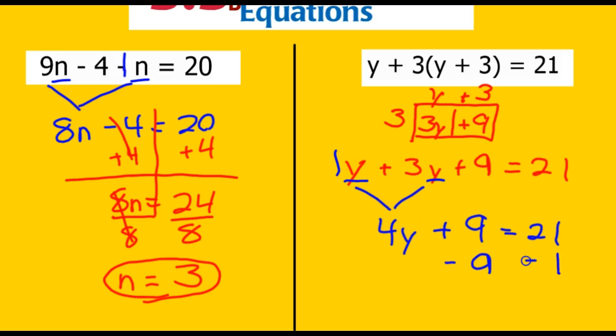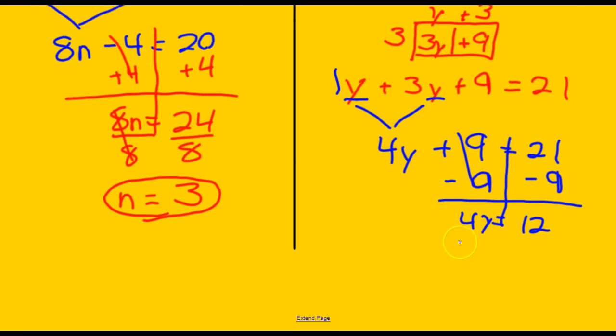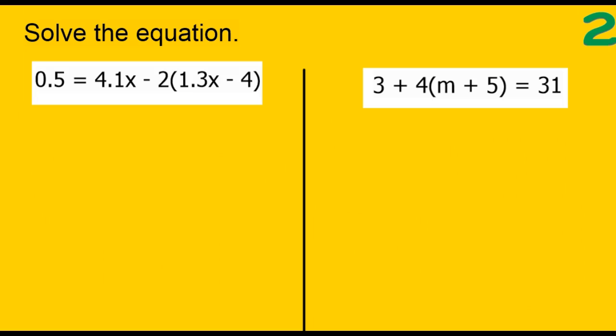Subtract 9. So then we get 4y equals 21 minus 9, which ends up being 12. Last thing, we gotta divide by 4. And y equals 3. Okay, moving on.